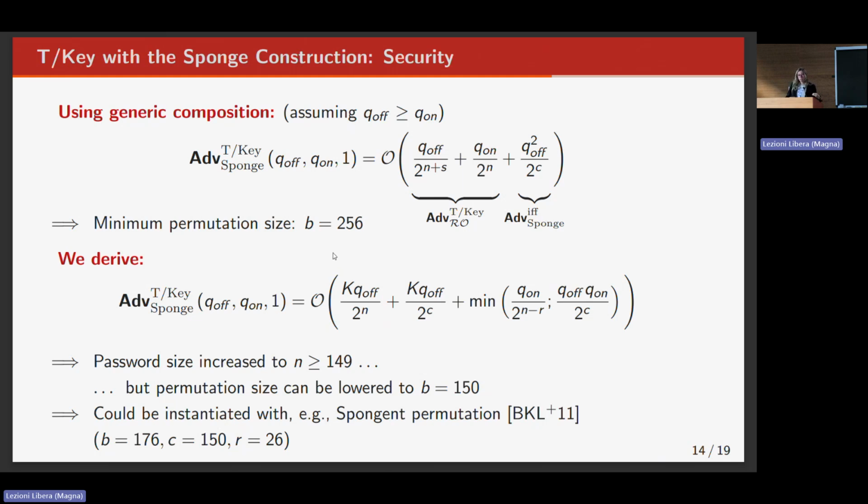So on one side, this bound tells you that the password size needs to be increased, but you can reduce the size of the capacity. For example, if you consider the size of the permutation of Spongent, then you can use it in a Tiki instance with sufficient generic security.